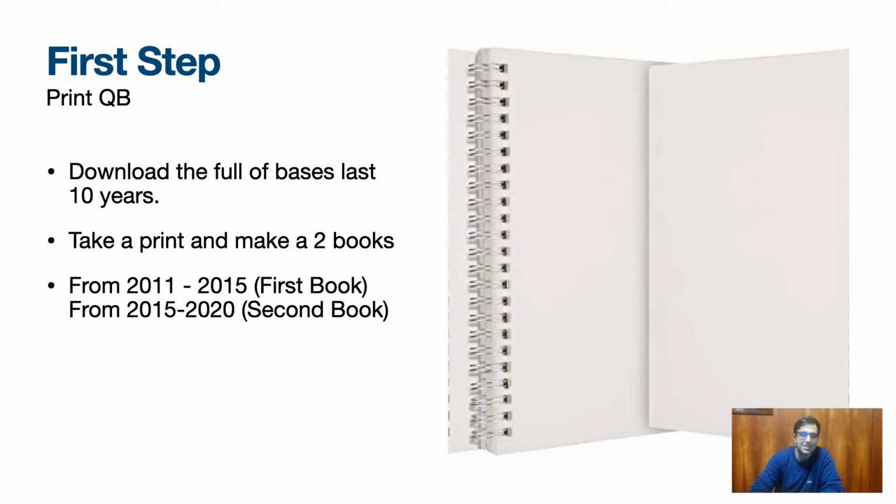The first, just get the questions PDF version and print the questions. Make two books from the printed questions. One of them should be 2011 to, for example, 2015, and the second book can be 2015 to 2020.